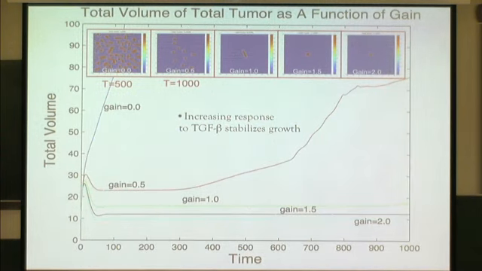And if one varies the feedback gain, the negative feedback gain, you can affect both the size and morphology of the system. This is a plot of total volume versus time. If you don't have any feedback, you get this highly invasive tumor. As you start to increase the negative feedback strength, you reduce the clusters, you reduce the volume, and you can eventually get something that's nearly steady, but not completely.